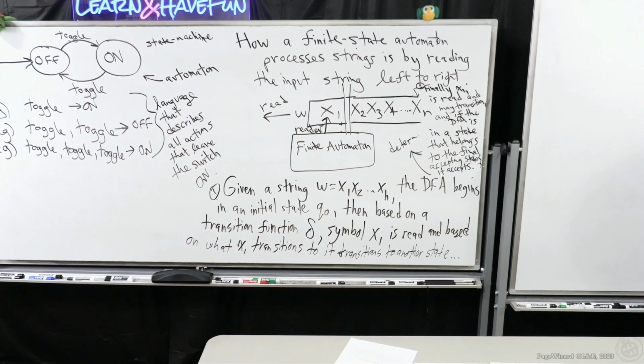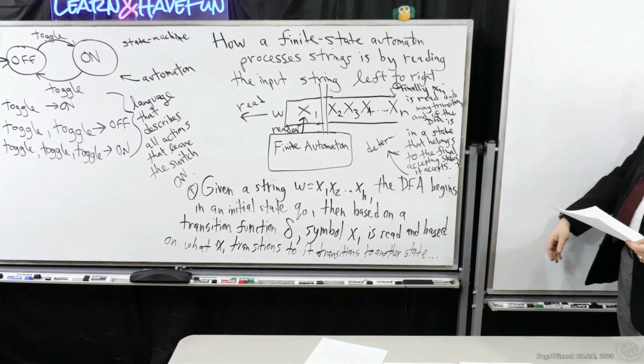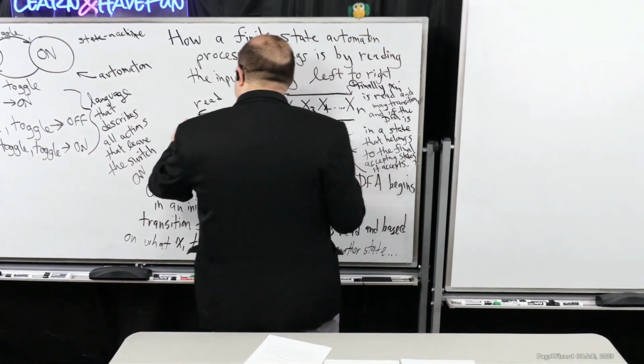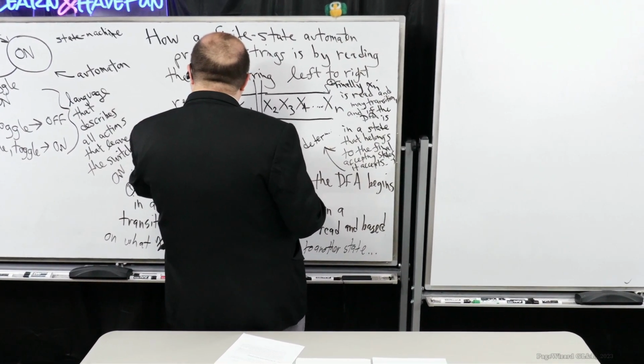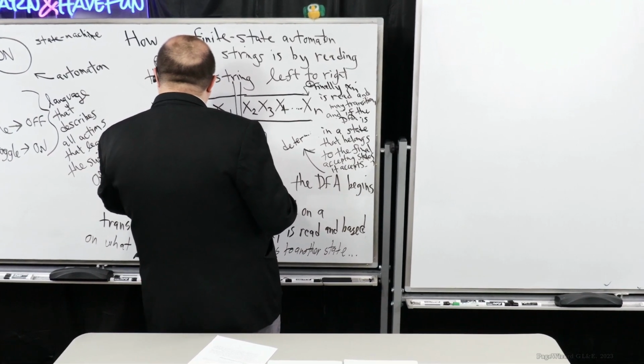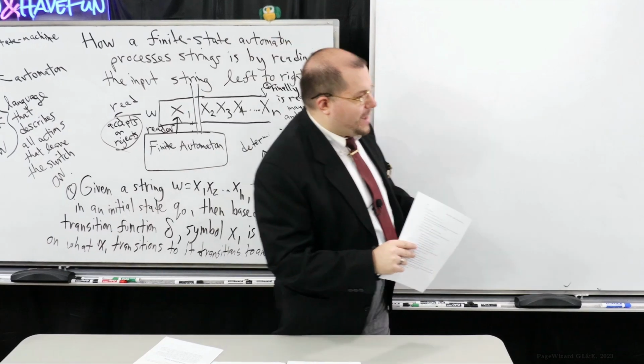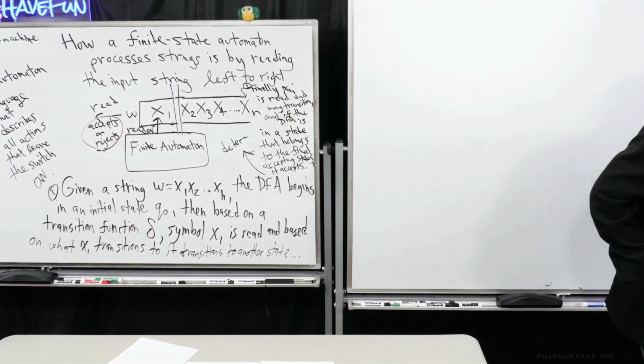So there's this notion of acceptance and rejection. So it either accepts or rejects W. So it's got to do one or the other. It can't do something in between. It has to do one or the other.